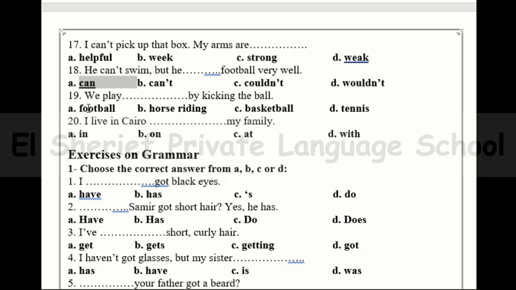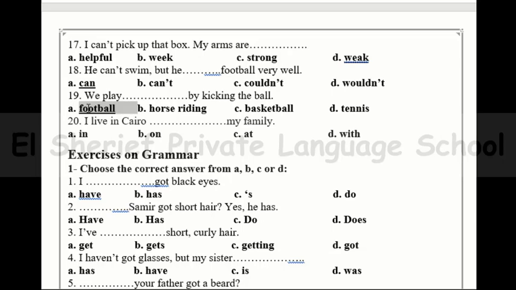Number 19. We play by kicking the ball. We play football, horse riding, basketball, or tennis. And now you will take your 3 seconds. And yes, the answer is we play football by kicking the ball.